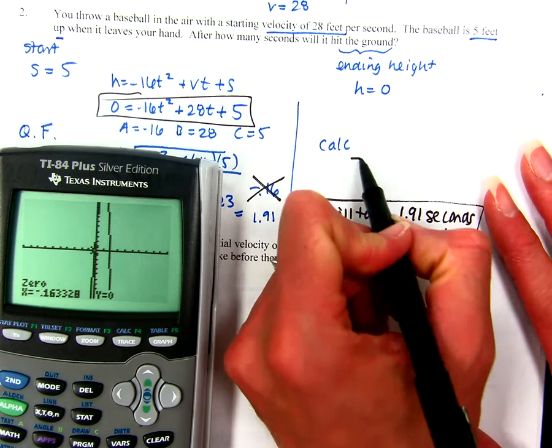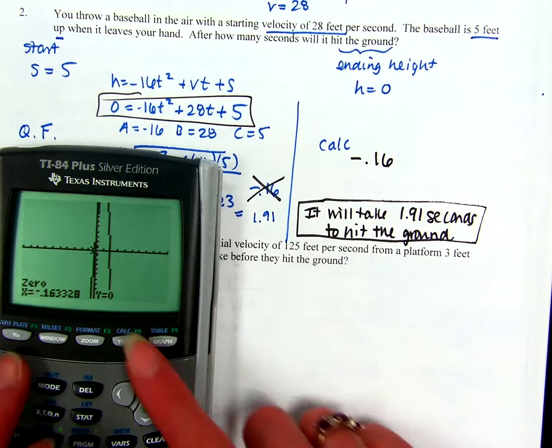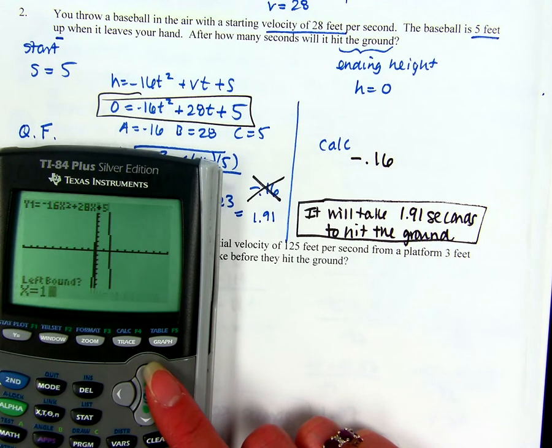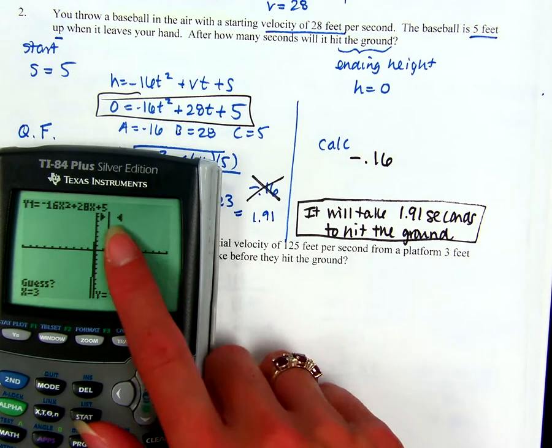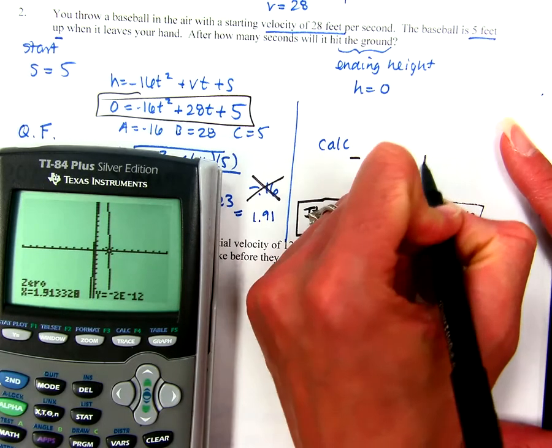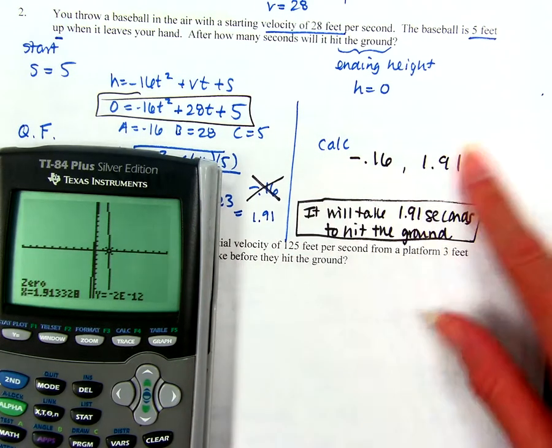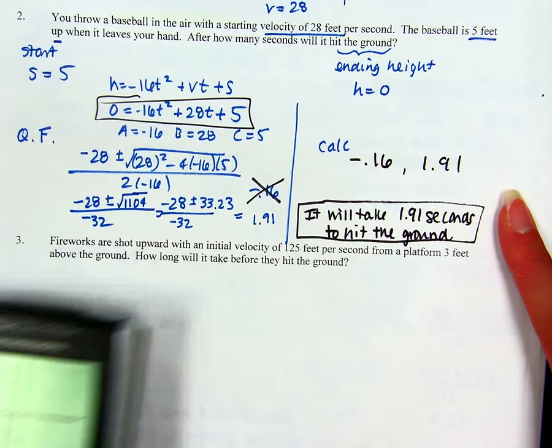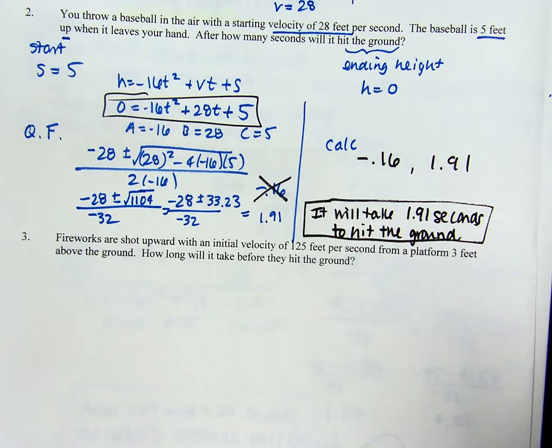So that's your negative 0.16. And if you do calculate the 0 again, that one's between 1 and 3. So notice there's your arrows, right? Okay, so there's 1.91. Notice how much work that was versus how much work that is. You might want to just use this method. So let's do that for the next problem.